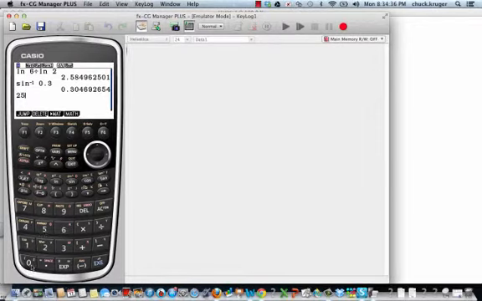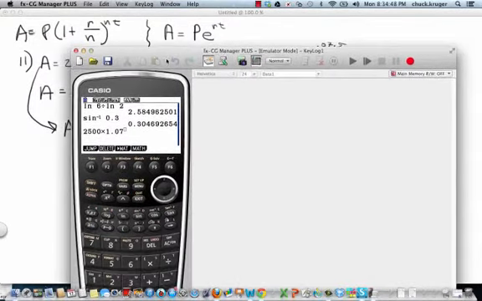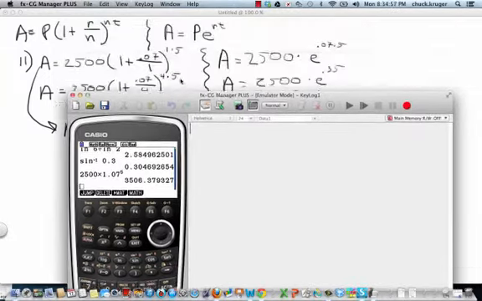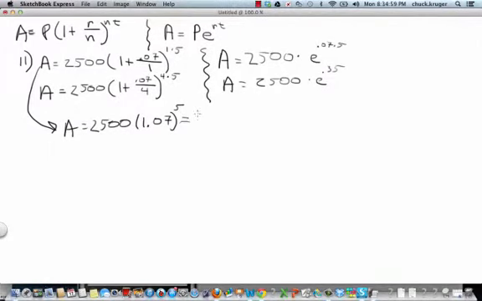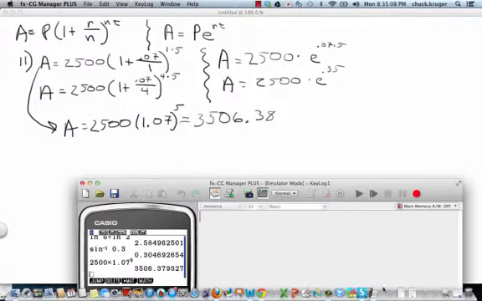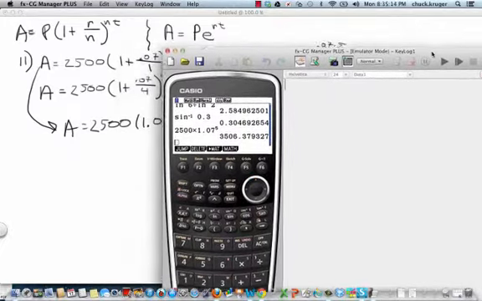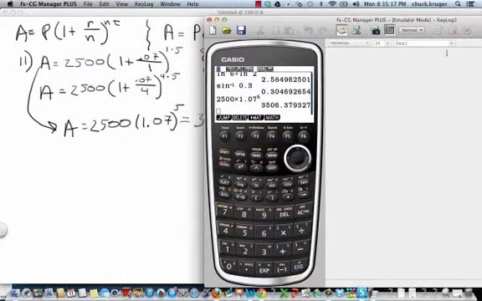2,500 times 1.07 raised to, what did we say it was? The 5th power. And we get $3,506.38. I hope that was correct. Yep, it looks good.